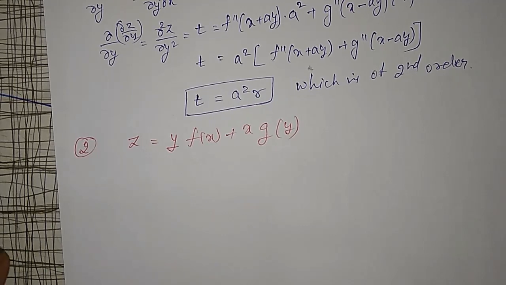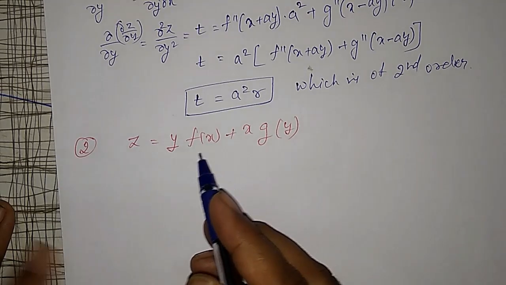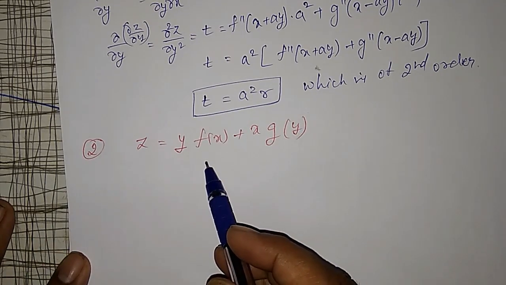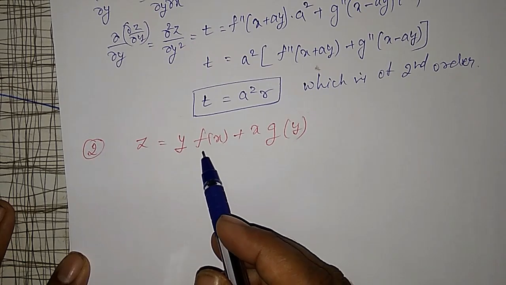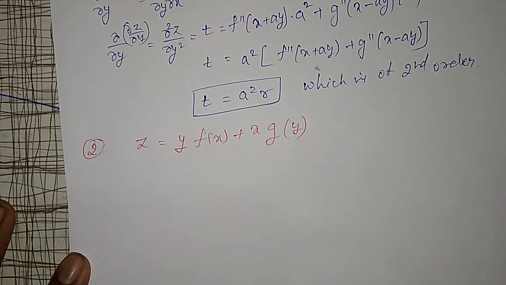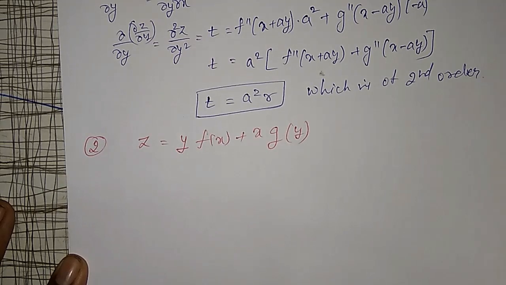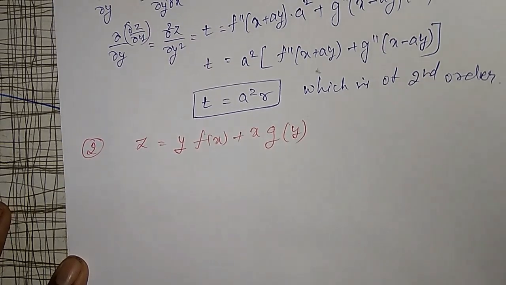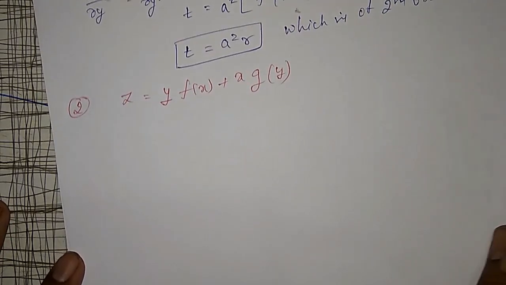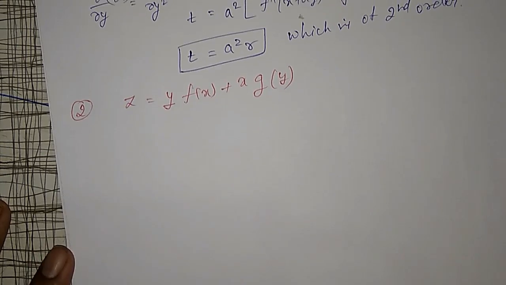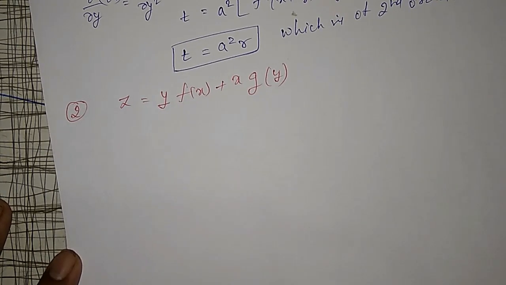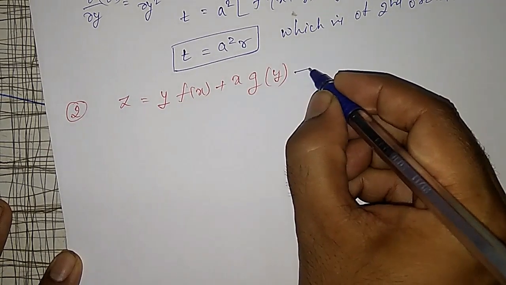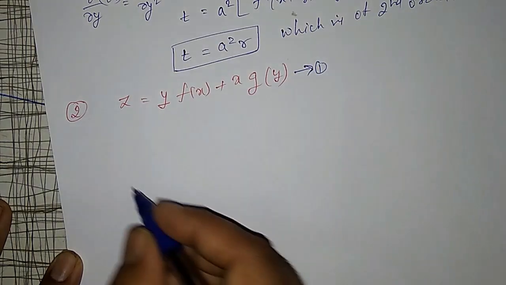Okay friends, continuing with this, I would like to solve another example which again contains two functions, f and g. Whenever we get two functions, let us differentiate them partially with respect to x and y twice. That means let me find all the first five partial derivatives. Call this equation number 1.